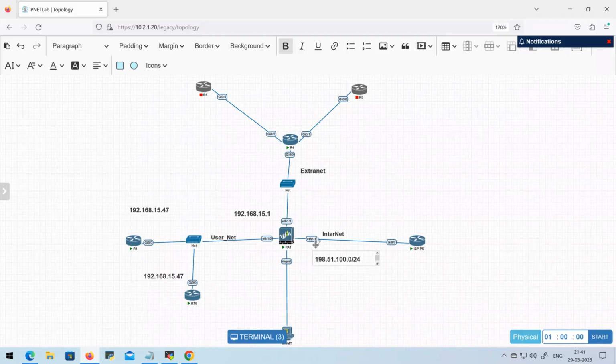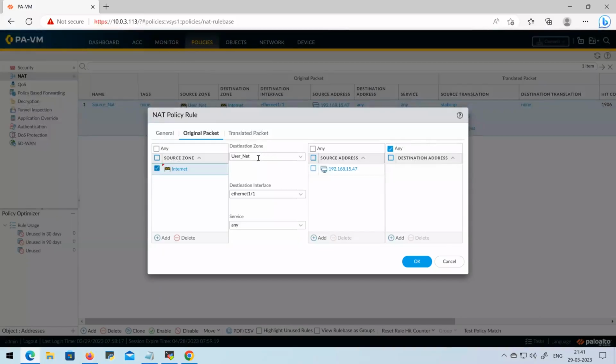So one more time. Source starts from this IP address, which is connected to the firewall, and the destination also belongs to this IP address only. Now tell me, in the original packet, is your destination zone going to be usernet or internet? Destination will be user net. Internet is a source, destination user net, but the IP address will be changed.